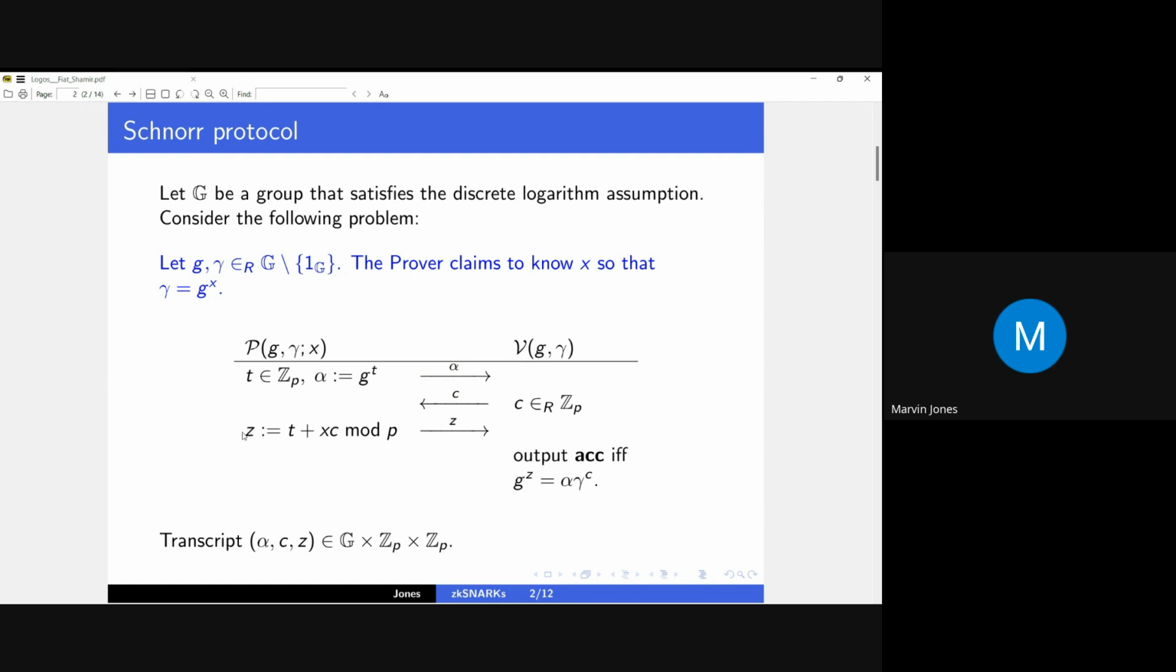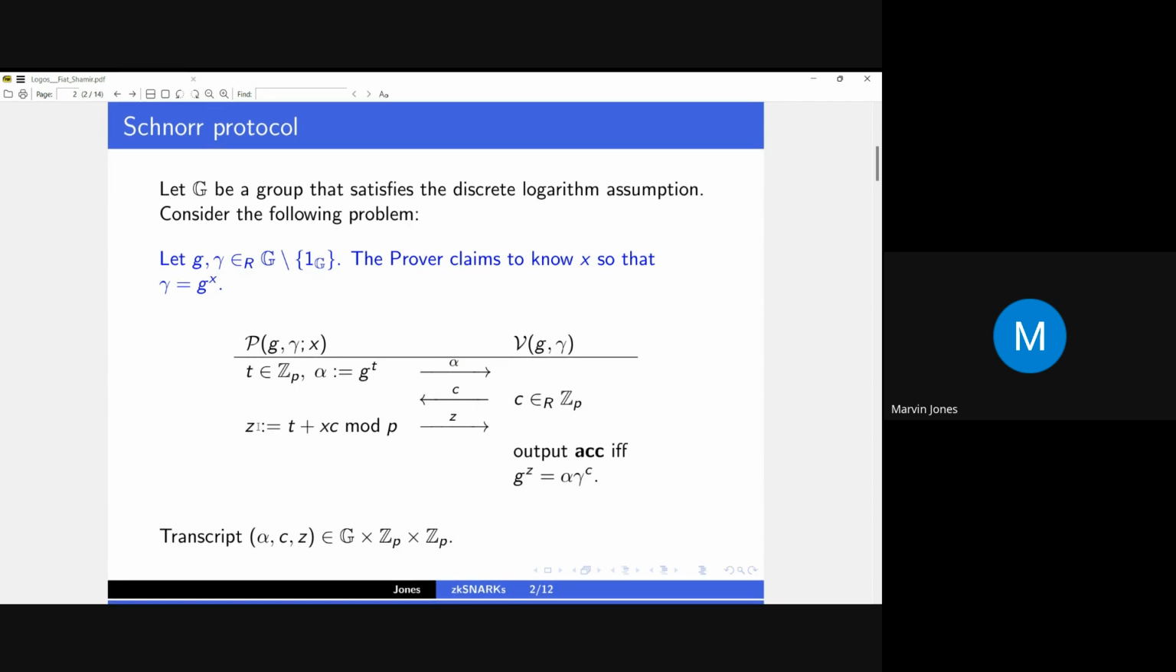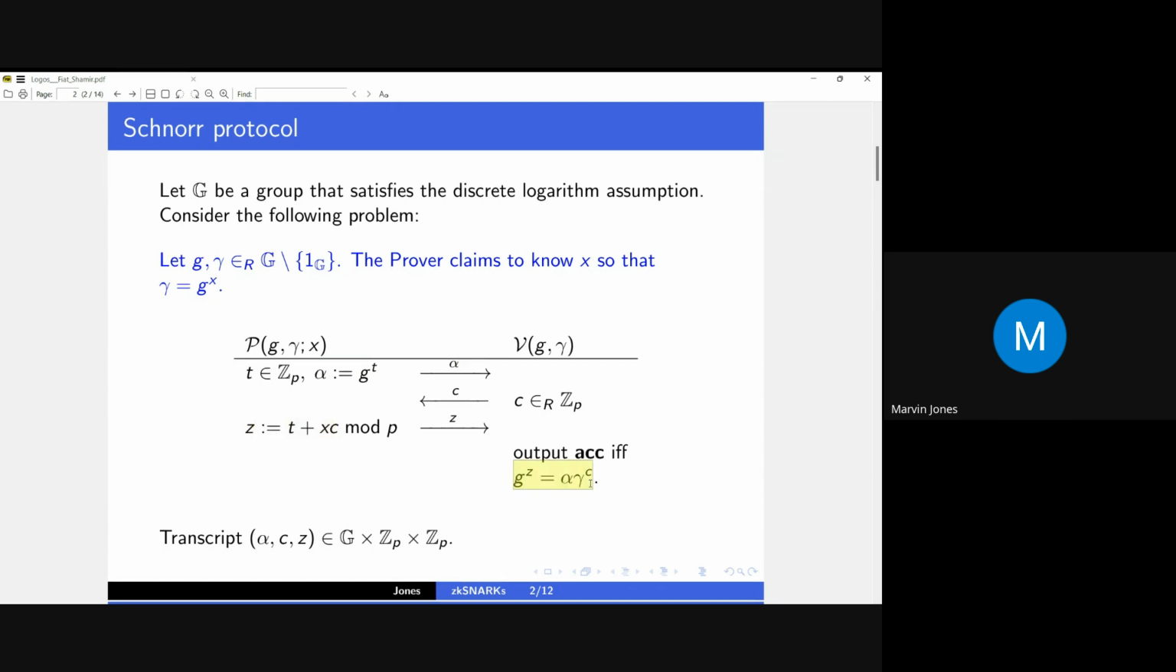Then, based on that, the prover computes the response z, which is t plus xc, and sends that over to the verifier. Checking a nice identity, the verifier will be able to conclude whether they believe that the prover knows x. And just fiddling with these exponents, you see immediately that if gamma is g to the x, this will work out. Now, this is a very nice protocol.